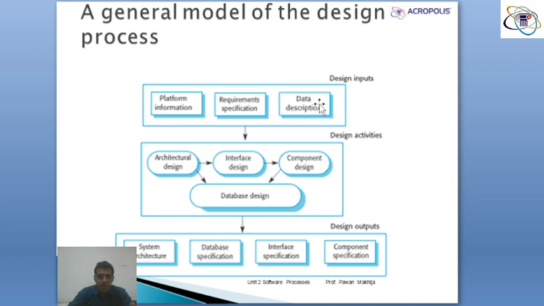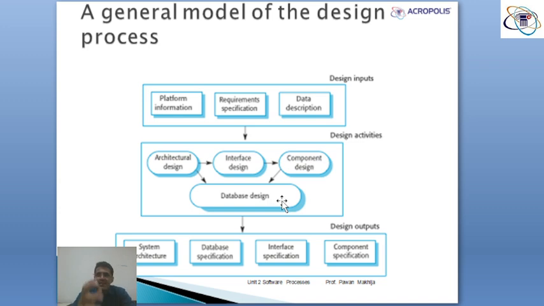As of now, we'll look at a general model of the design process. These are the design inputs, you can see I'm highlighting this. These are the design activities and these are the outputs. That means these design activities need to be given some inputs: platform information, requirements specification, and data description. When we give all the information, all the requirements, and all the data descriptors, that is much required for the design part. In the design activities, the architectural design is made, the interface design has to be done, the component level design has to be made, and the database design has to be done, right?